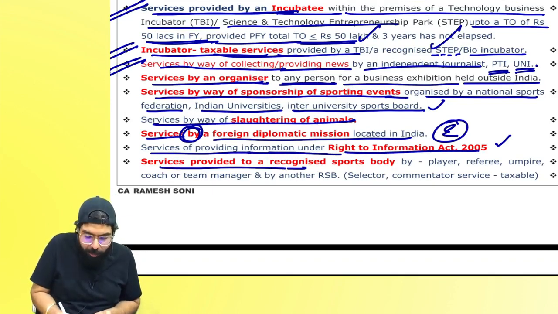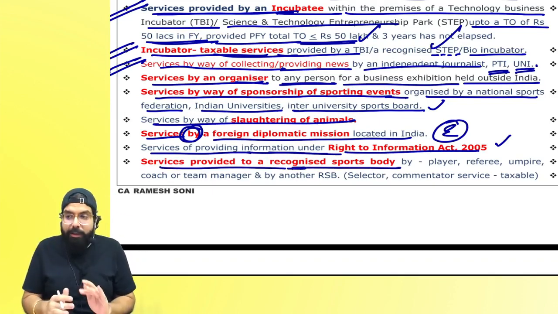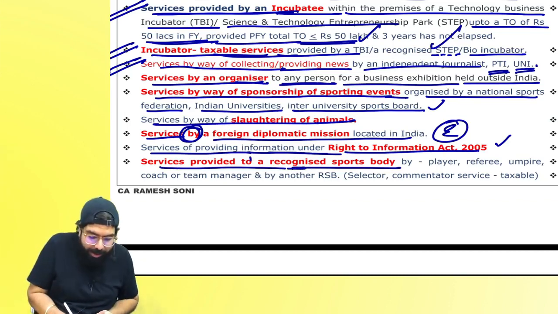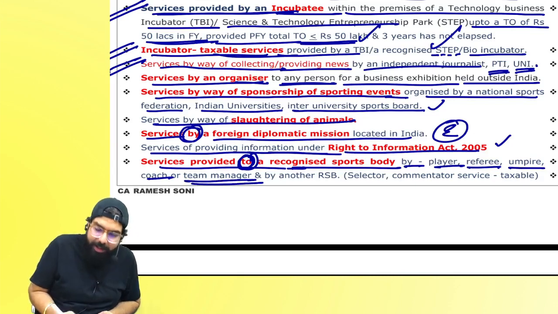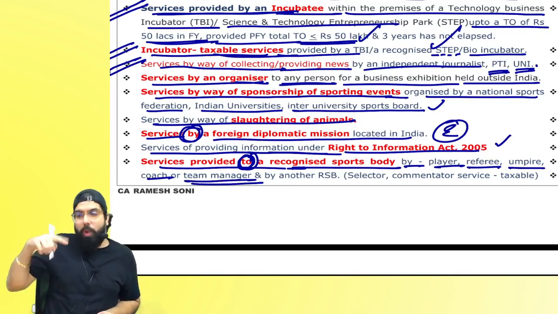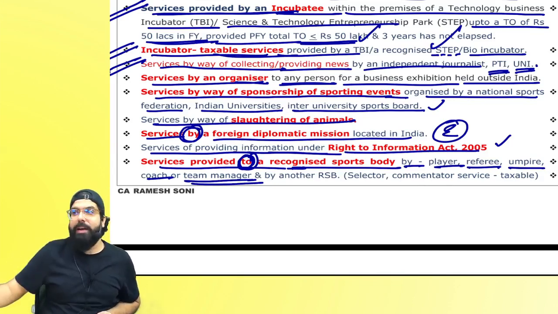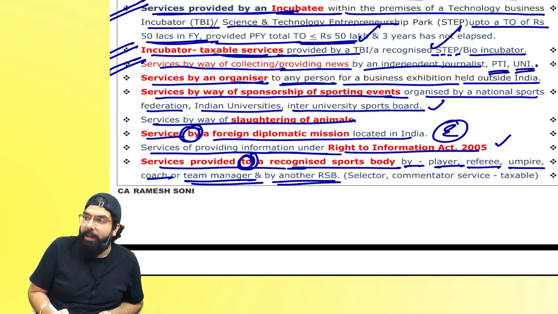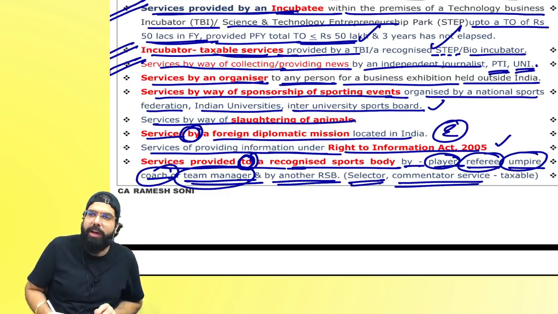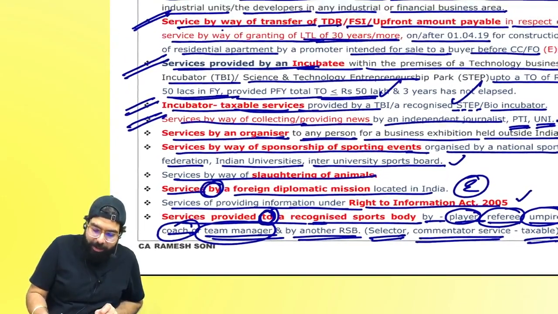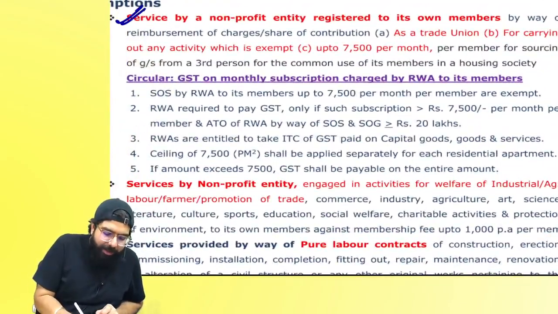The next one is services provided by a recognized sports body. Sir, services provided to a recognized sports body by a player, umpire, referee, coach or team manager are exempted. And services provided by one recognized sports body to another recognized sports body are also exempted. What if a selector or commentator is providing the service to a recognized sports body? That is always taxable.